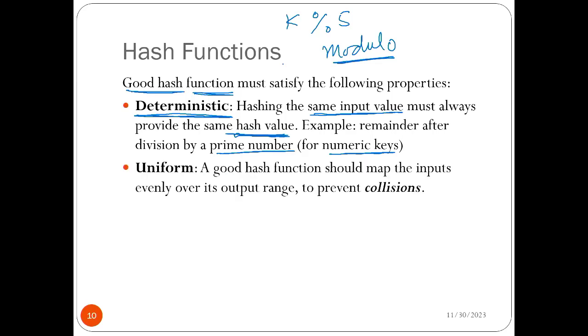What's the other criterion? Let's look at that. Uniform. Now it is important for a hash function to be uniform in nature. So what does this uniformity mean? Well, when you are applying that hash function on the key, the hash function should distribute the values equally in the range, right. So let me read this here. A good hash function should map the inputs evenly over the output range.